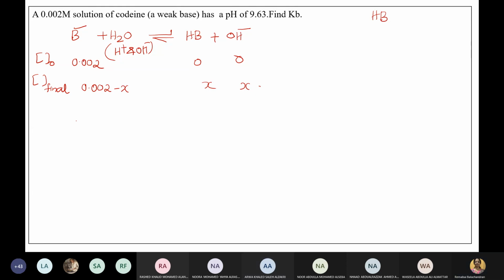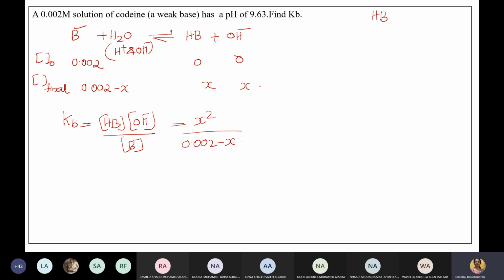Write the formula for KB. KB or KA? KB. How do you know it's KB? Because of OH minus. Yes, since it is OH minus, it's KB. That is concentration of HB times concentration of OH minus over concentration of B minus. That's equal to x square over 0.002 minus x. Do you know the value of x? You have to find KB, so now you need x.